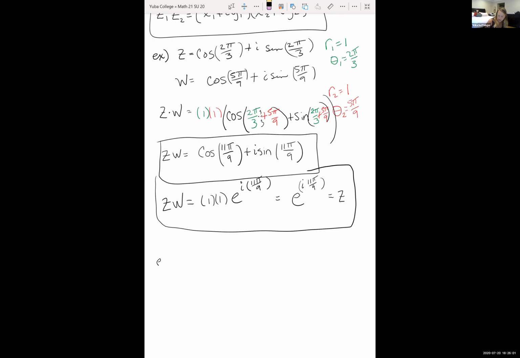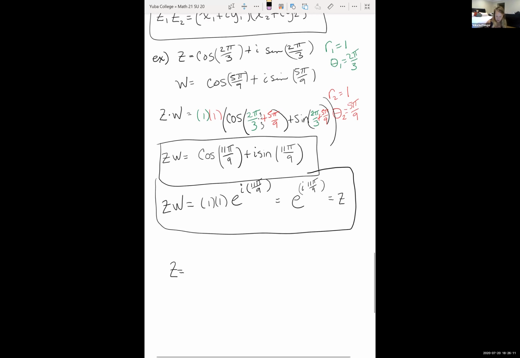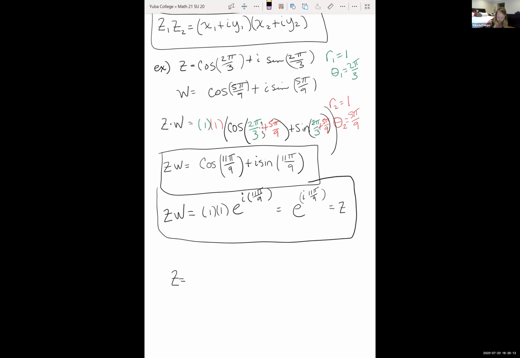So let's look at division. Division is almost identical. We can think of it with, say, z is equal to x sub 1 plus i y sub 1, and w, let's say, is x sub 2 plus i y sub 2. Division, if we think about it, is the same thing as e to the, let's look at z divided by w.